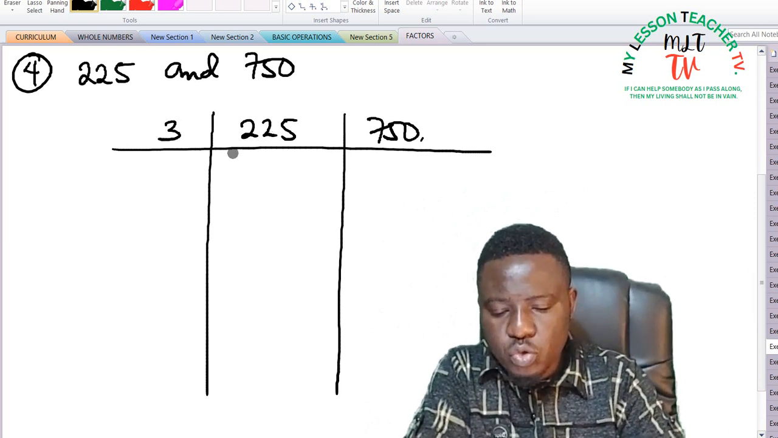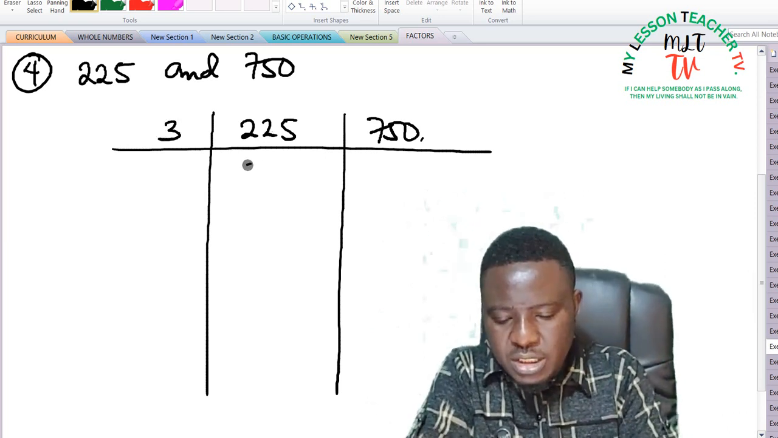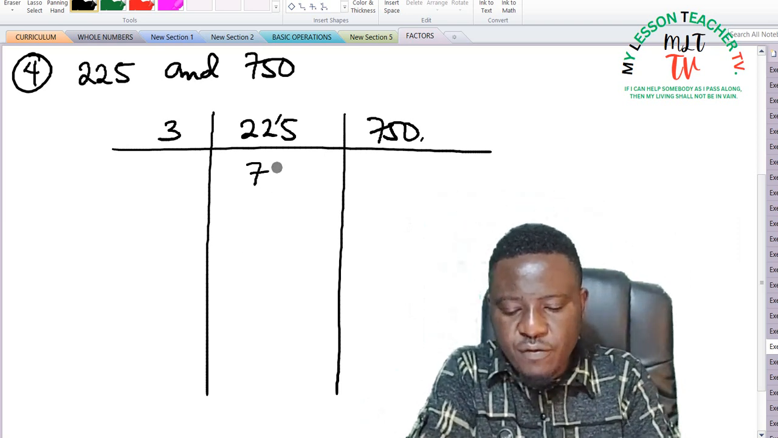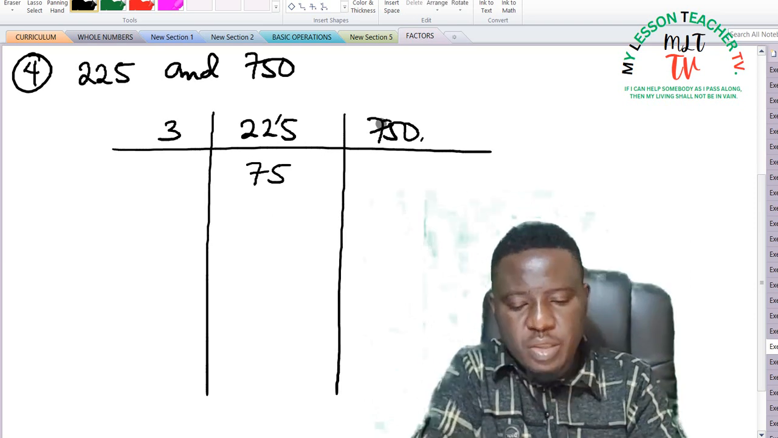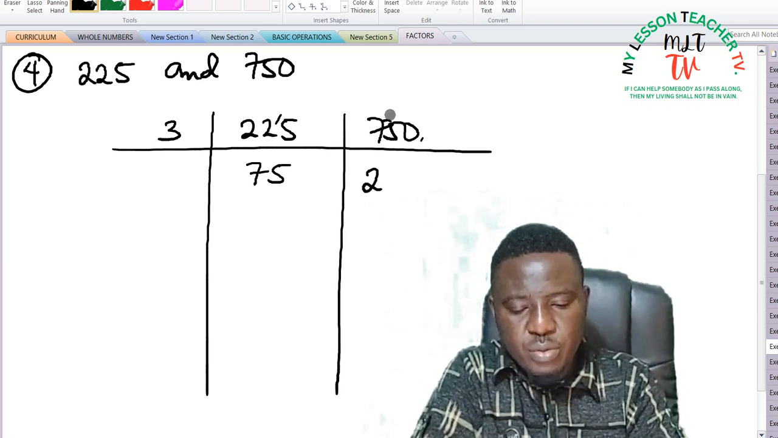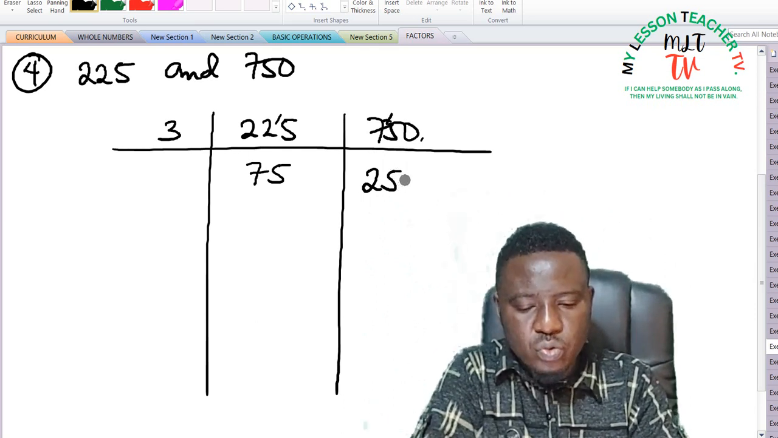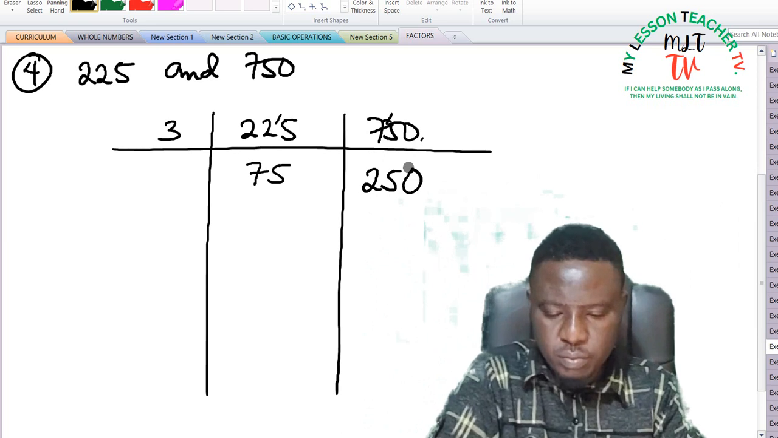3 into 22 is 7 times remainder 1. 3 into 15 is 5 times. 3 into 7 is 2 times remainder 1. This becomes 15. 3 into 15 is 5 times. 3 into 0 is 0.